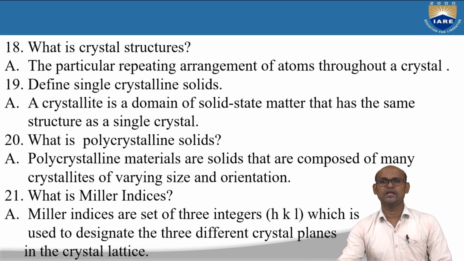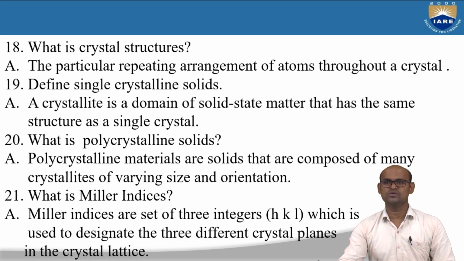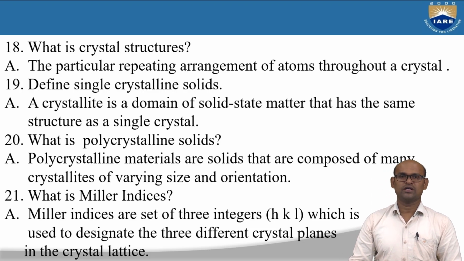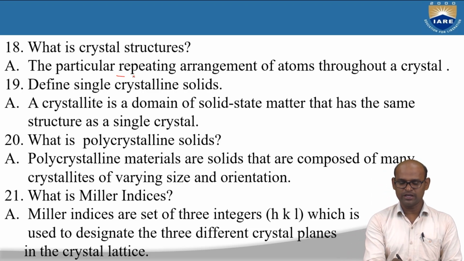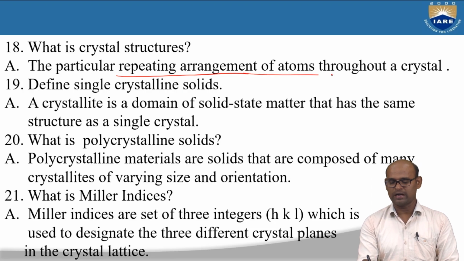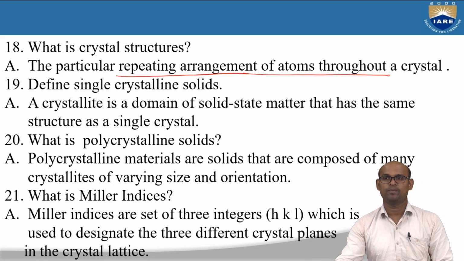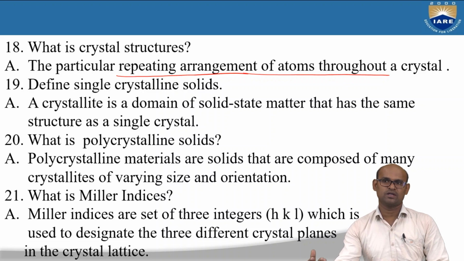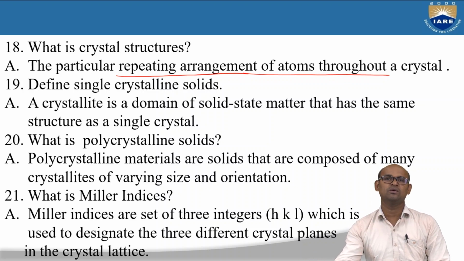The particular repeating arrangement of atoms throughout a crystal is nothing but the crystal structure. A structure in which you have repetition or repeating arrangement of atoms throughout the crystal is called crystal structure. Define single crystalline solids.